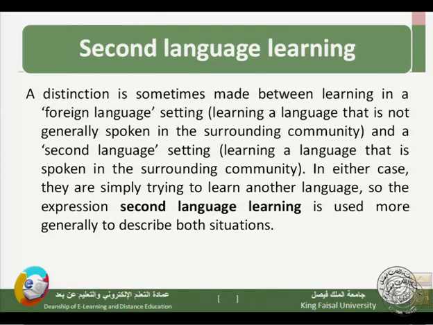So if you are Saudi and you are living in Saudi Arabia and you are learning English, in this case you are learning English where English is not spoken. So that's why we call it foreign language. While if you are Saudi and you go to an English-speaking country, Britain or America, for example, and you start learning English there, in this case you are learning a second language. That's because English is spoken in that community.